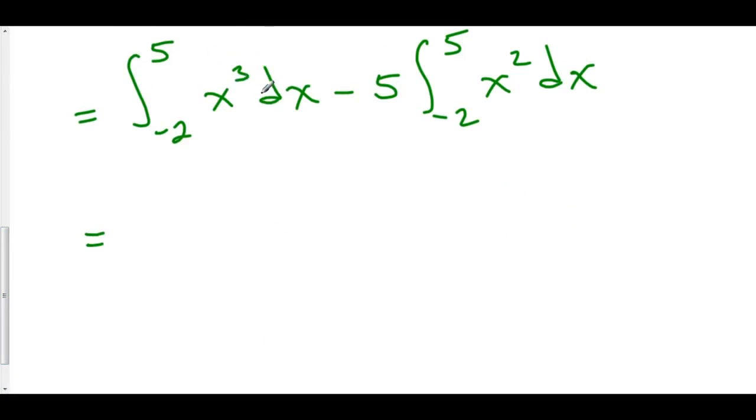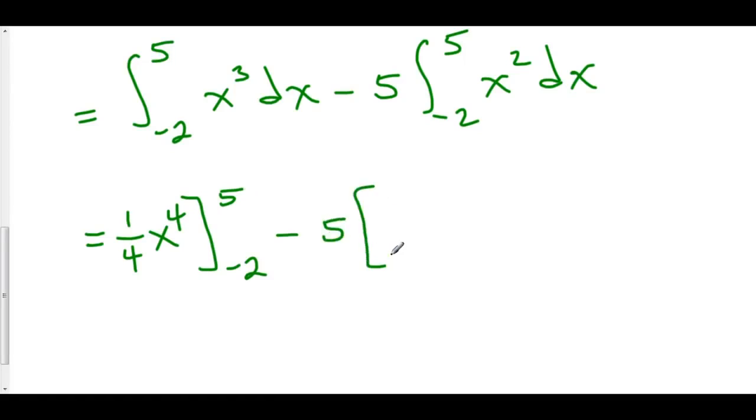Well, the antiderivative of x cubed, we add 1 to the exponent and divide by that number, so we have 1 over 4 x to the 4th. And this is from -2 to 5, minus 5 times the antiderivative of x squared. Again, we add 1 to the exponent and divide by that number, so we have 1/3 x cubed, and this is from -2 to 5 once again.